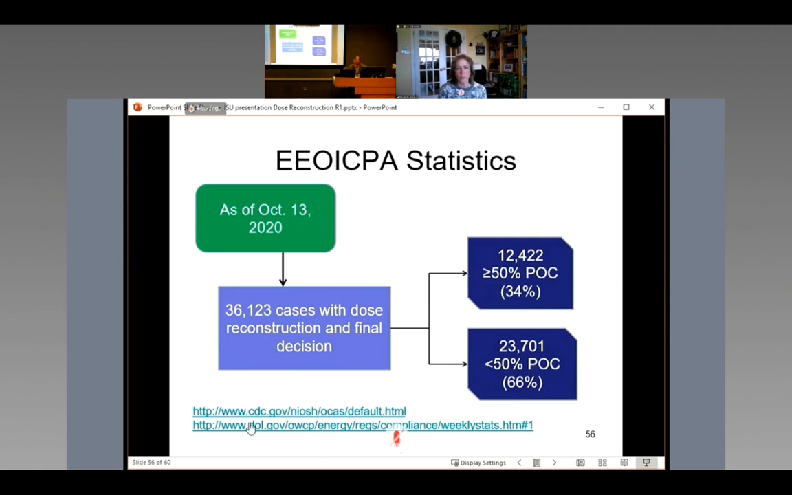You can find this information on these websites. I provided a copy of this to Rich. I don't know if he's going to send it out to everybody, but if you just go to the CDC website, you can see this information, and it's updated pretty regularly.